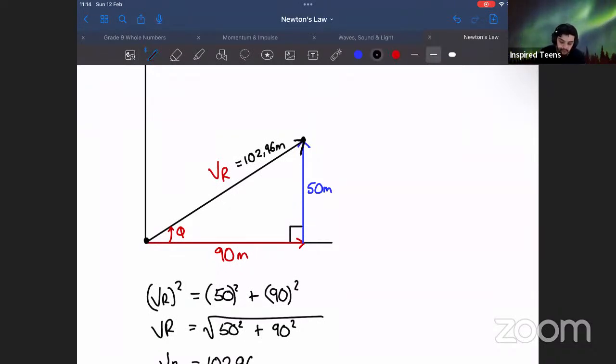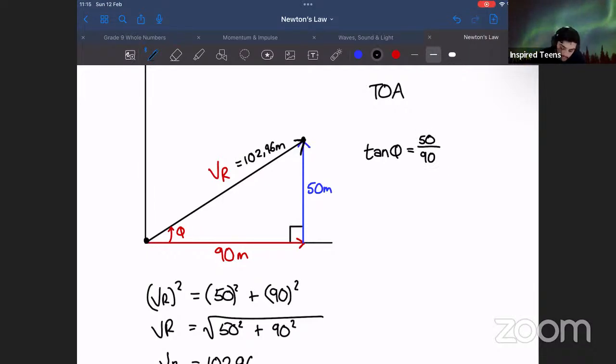Okay. So in this case, we can use trigonometry. We have the opposite, we have the adjacent, we actually have all, so we could use any of the trigonometric ratios. In this case, I'm going to use tan. I know that tangent theta is going to be equal to, remember, SOH CAH TOA, tangent is opposite over adjacent. So it's going to be 50 over 90. Okay, so that's the ratio.